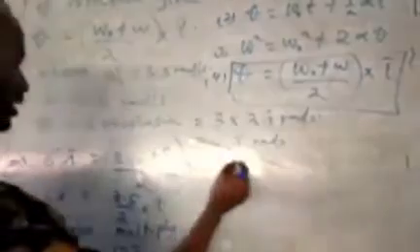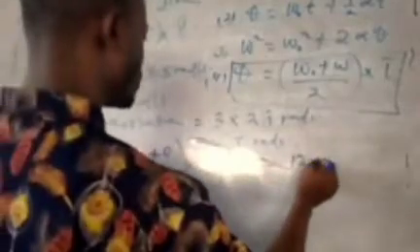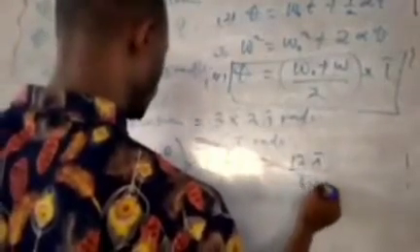You can see that 3.5 now is married to t by multiplication. So therefore, the only way 3.5 can leave t alone is by divorce, which means dividing it by 3.5. So this now means that my t alone will be equal to 12π over 3.5.